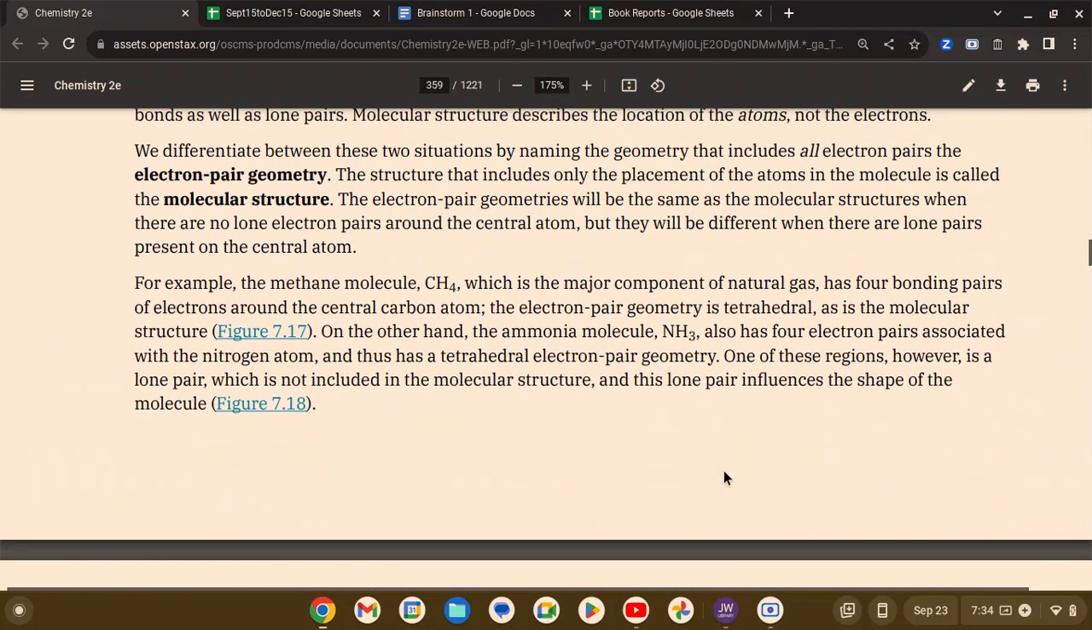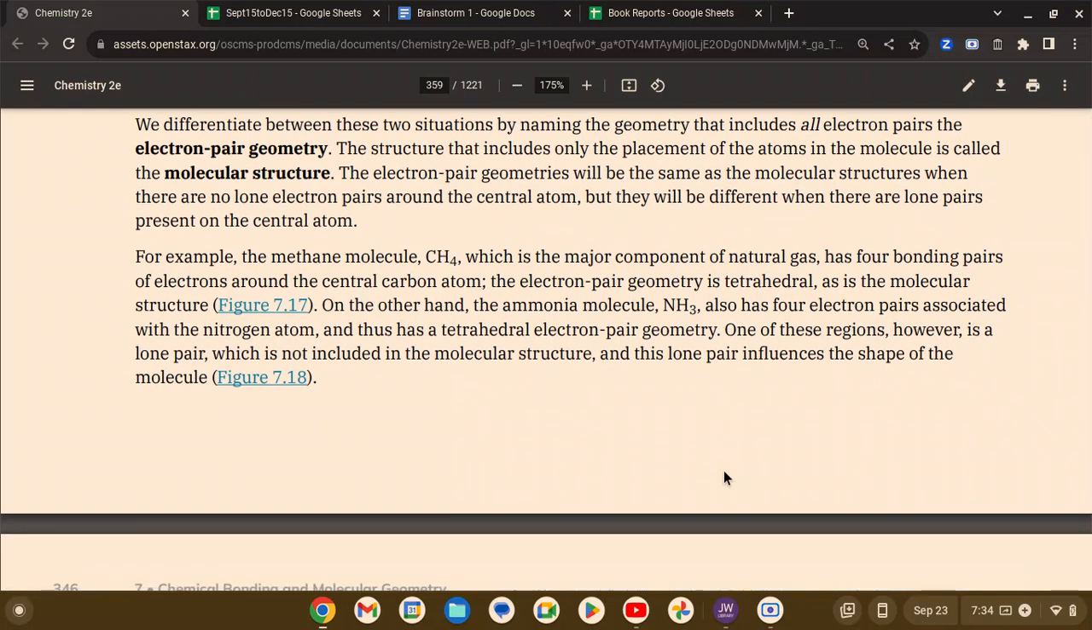We differentiate between these two situations by naming the geometry that includes all electron pairs the electron pair geometry. The structure that includes only the placement of atoms in the molecule is called the molecular structure. The electron pair geometries will be the same as the molecular structure when there are no lone electron pairs around the central atom, but they will be different when there are lone pairs present on the central atom.